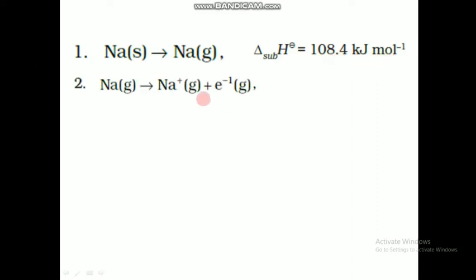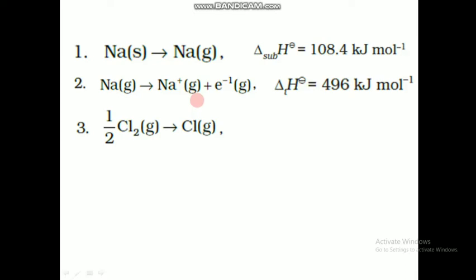The next step is this sodium atom in the gaseous state being converted to an ion. One electron is lost and that becomes Na plus. Sodium loses its one electron and becomes a Na plus ion. This is an ionization process, hence the enthalpy will be ionization enthalpy, which is an endothermic process of 496 kilojoules per mole. So sodium from the lattice has changed to sodium positive ion, ready for the reaction.